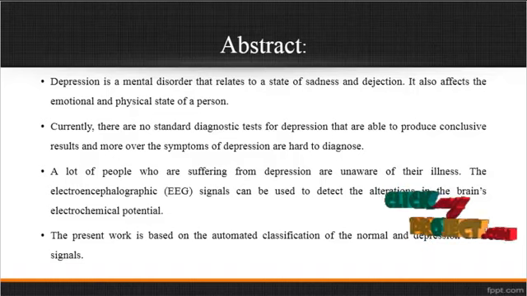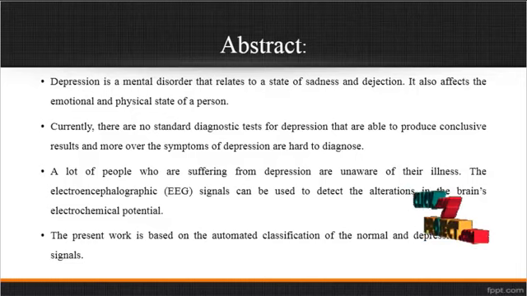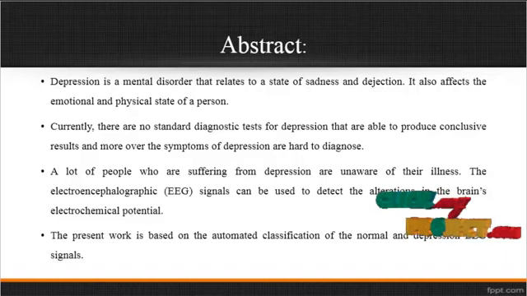The EEG signals can be used to detect the alterations of the brain potentials. In this proposed work, we present the automated classification of normal as well as depression EEG signals by means of the following steps: preprocessing, feature extraction and classification. By means of these three steps we are able to find out whether the person is in the depression mode or in the normal mode.